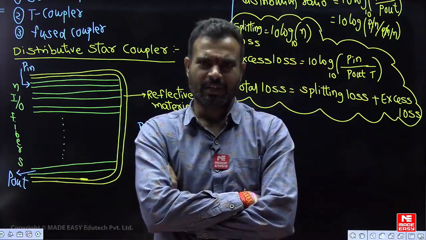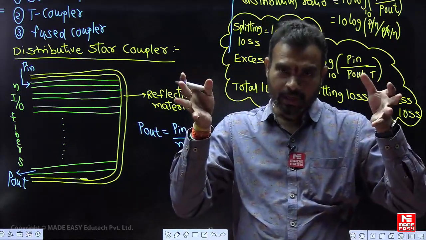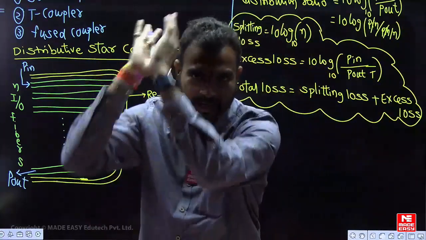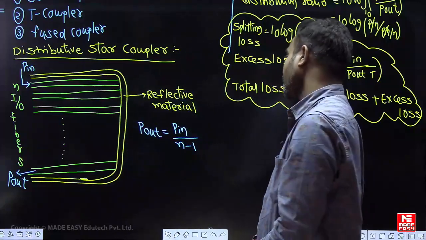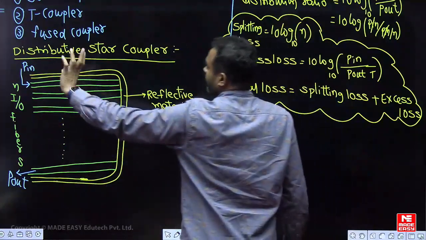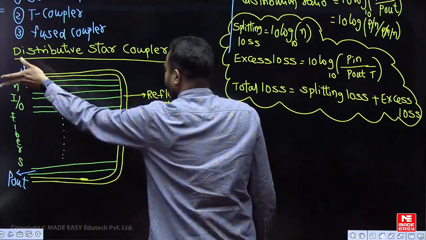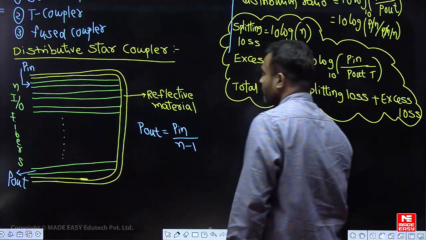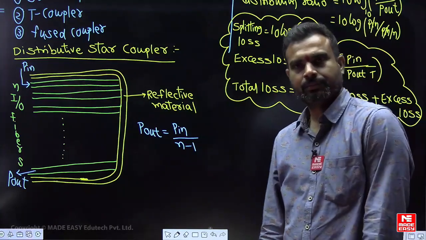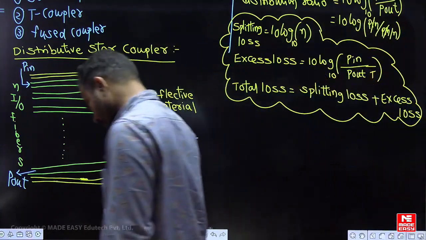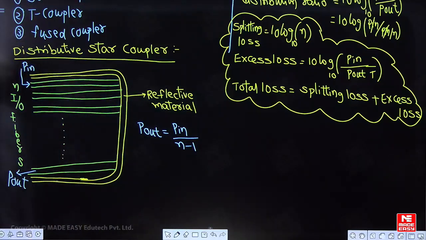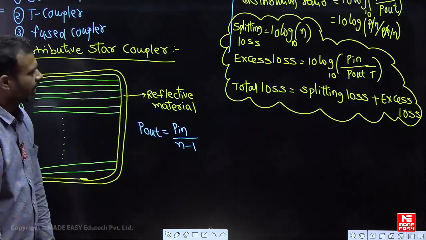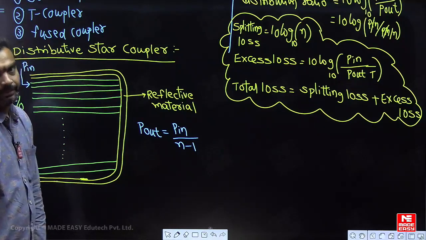There, what we studied is very clearly N input ports and N output ports, where P out is P in by N, because it is distributed towards the N output ports. But here, your output is available only with N minus 1 ports. Why? Because out of N I/O ports, one port is used for input, and the remaining ports are used for output. That is why P out is equal to P in by N minus 1. Clear? Good. This is called a distributive star coupler. Every formula that we have remains the same.